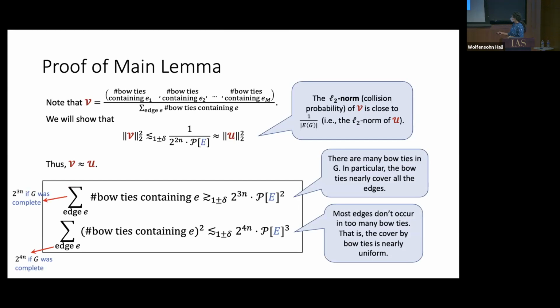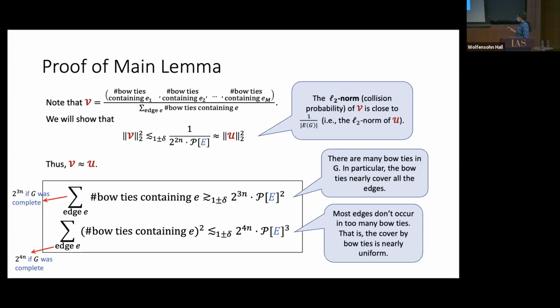So here are going to be the two main things that we prove. The first inequality is saying that the denominator is large, and the second is saying that the L2 norm of the numerator is small. So what is this first equation saying? Intuitively, it's saying that there are many bow ties in this graph. In particular, if you collect all the bow ties, they're going to cover most of the edges. The second equation here is saying that a typical edge does not occur in too many bow ties. So the sum of squares of the number of bow ties containing an edge is pretty small. So this would imply that the cover is kind of a uniform cover of the edges.